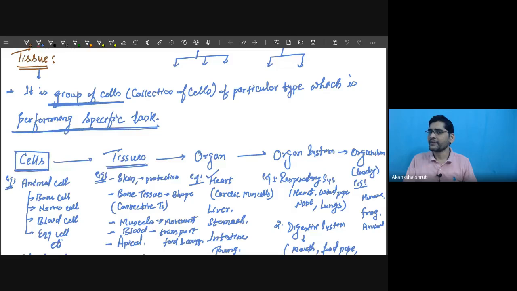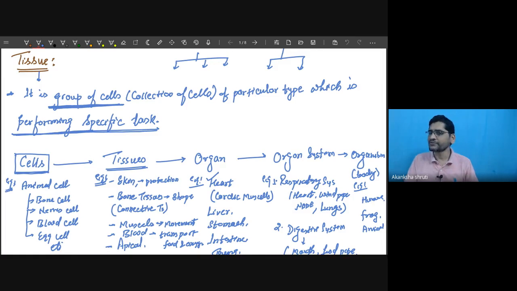Like muscular cells are collected together to form muscular tissues. Nervous cells are collected together to form the nervous tissues. Blood cells are collected together to form blood tissues. This tissue formation helps in performing the task very efficiently. It means the entire task or job performed by a living organism for maintaining its life is performed in parts by each kind of tissue.